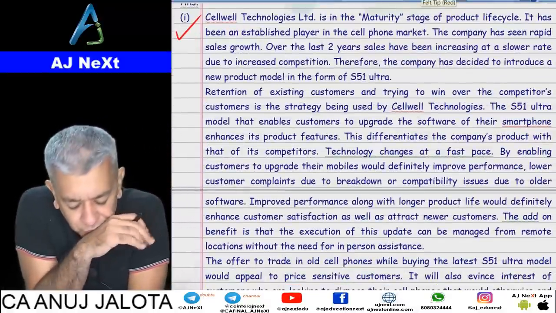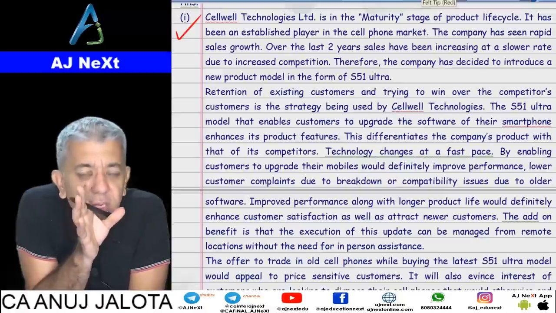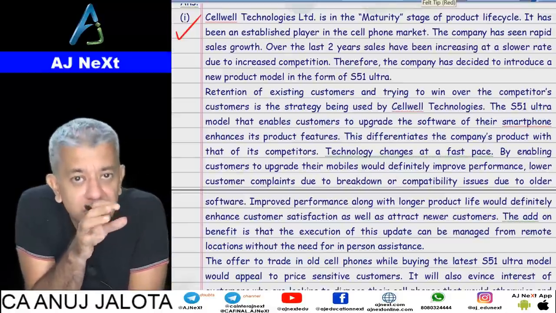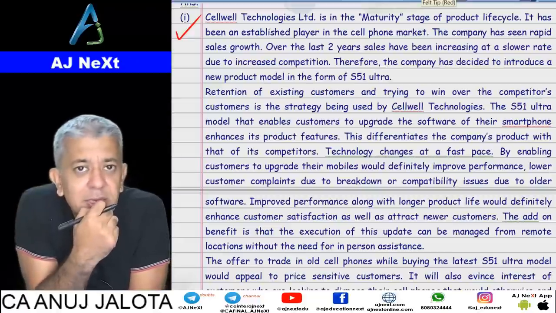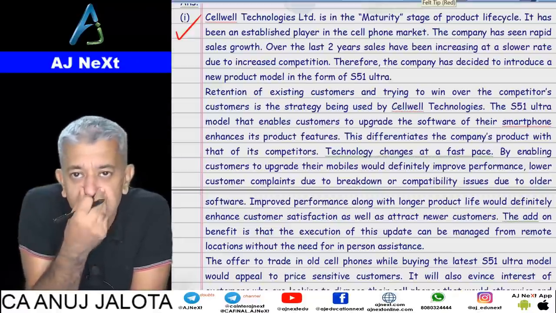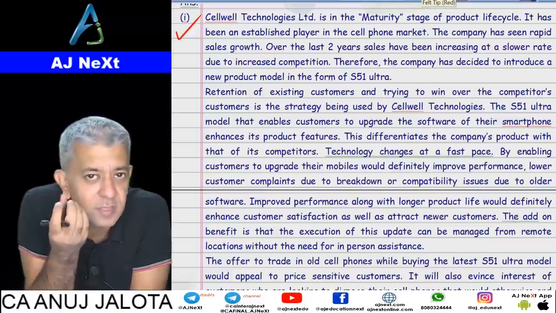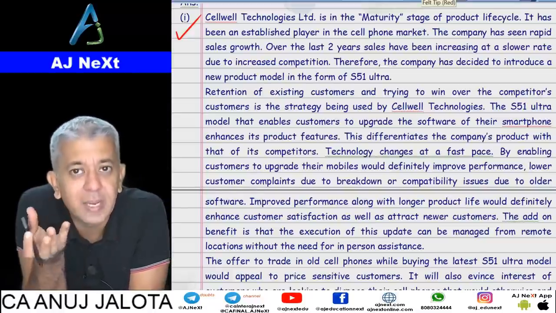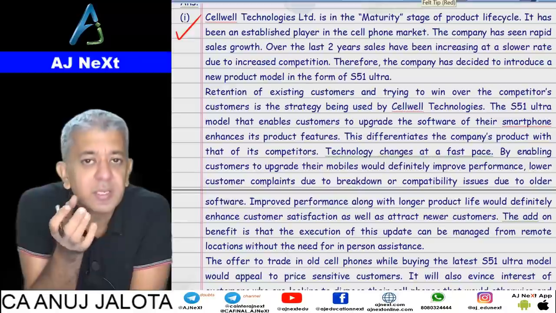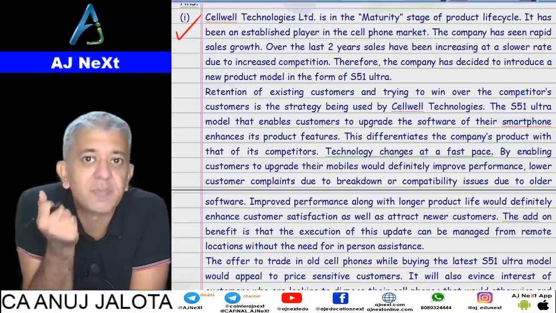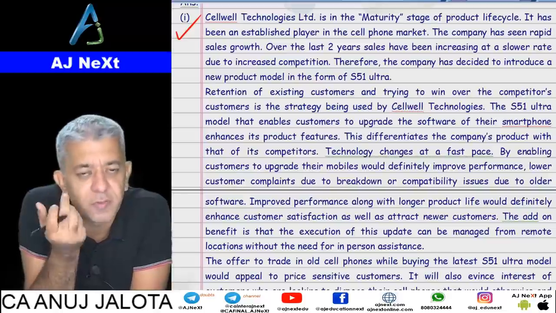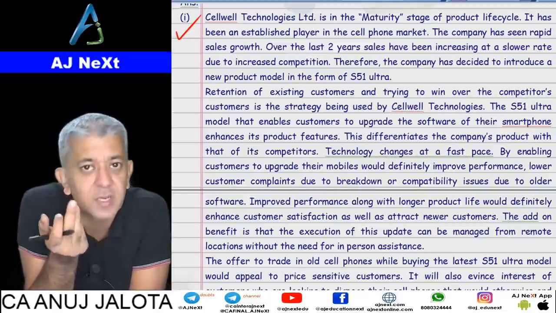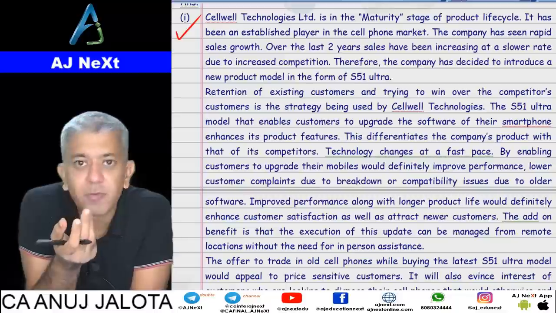Okay. Now, obviously, in the maturity stage, competition is very intense. If you'll remember our product life cycle chapter, then in that case, occasionally in the maturity stages, the company starts to come out with some kind of offers or something in order to tempt the customers. Now, in this case, I think that offer itself is a product. We are about to be launching a new product, S51 Ultra, which is far, far superior as compared to whatever the customers have. So it's kind of a product differentiation.